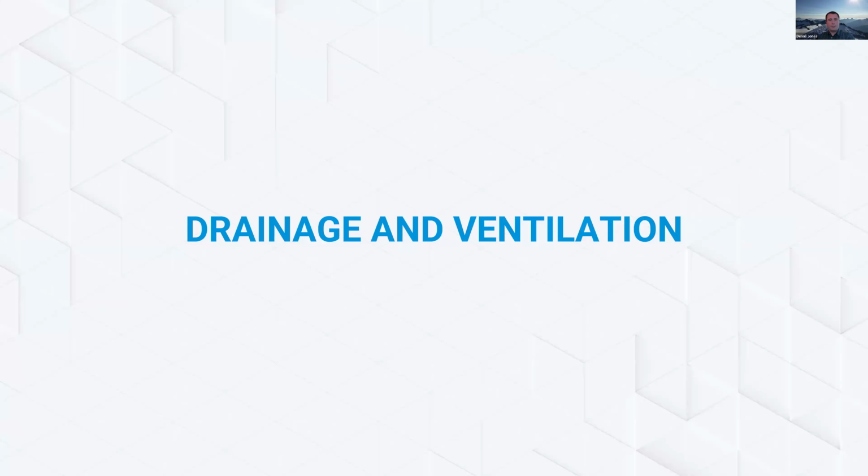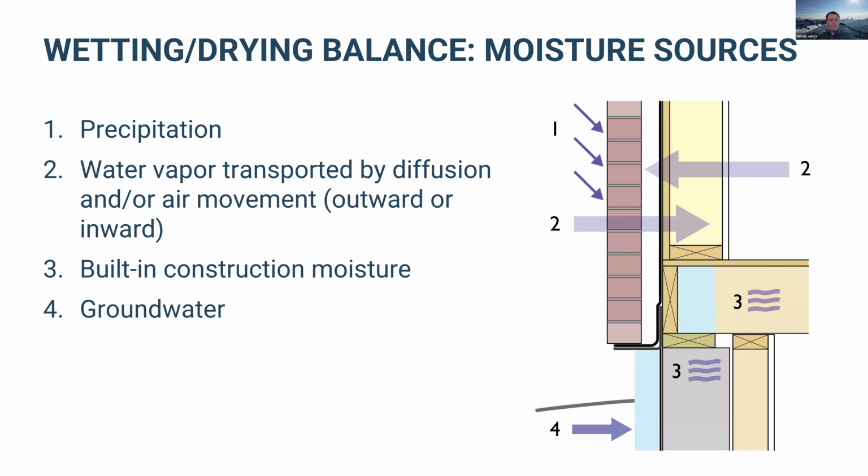All right, so we'll talk about drainage and ventilation next. So this is where it all comes back to that balance that we were talking about earlier. So there's really four different sources of moisture that hits walls. So number one is going to be precipitation, right? Rain and snow. Could be runoff from above. Number two is going to be water vapor that's transported by diffusion or air leakage. So this could move outward or inward depending on the conditions. Both interior and exterior conditions could be moving one way or the other.